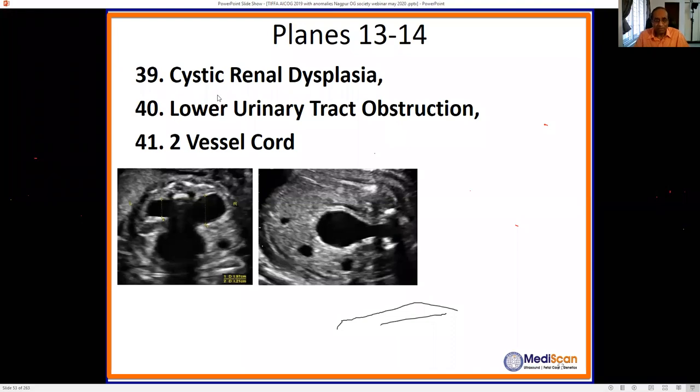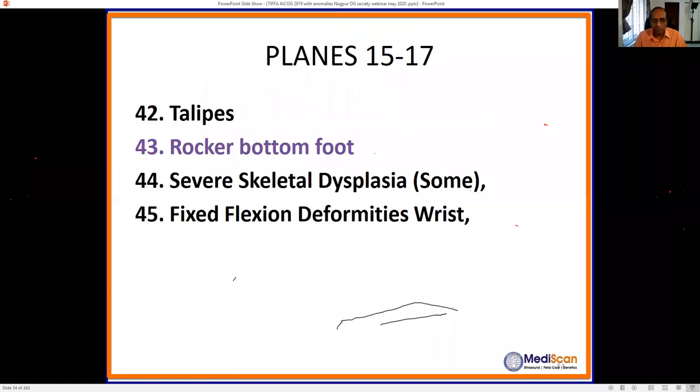Now, next is, of course, when you come down to the bladder, when you see upper tract dilatation, we always look at the bladder. And if the bladder is distended and you see a dilated posterior urethra, then the diagnosis is lower urinary tract obstruction. We do not write posterior urethral valves in our reports. You always say lower urinary tract dilatation, LUTO. That is the standard terminology now, which you should use.